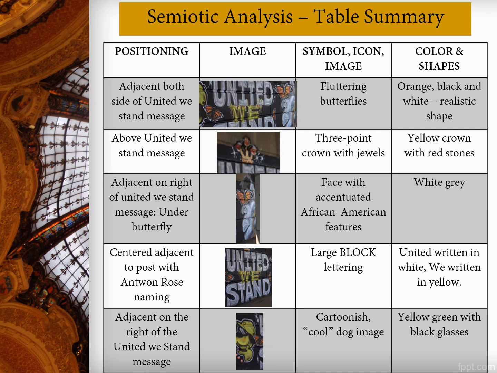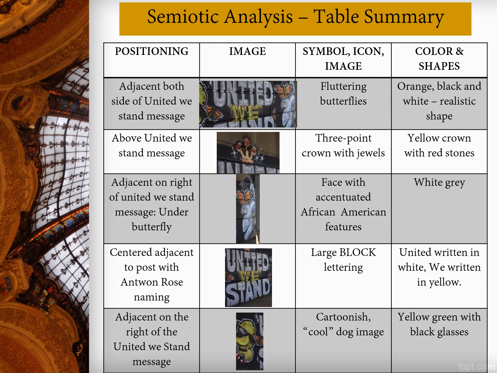So the United We Stand. So what do we have here? At the side of United We Stand are butterflies, fluttering butterflies. Did you notice the butterflies when you were doing this analysis? They're adjacent to the United We Stand message. They're fluttering butterflies. We often find these actually in Black Lives Matter. I'll come back to that in a second. Orange, black and white, realistic shape.